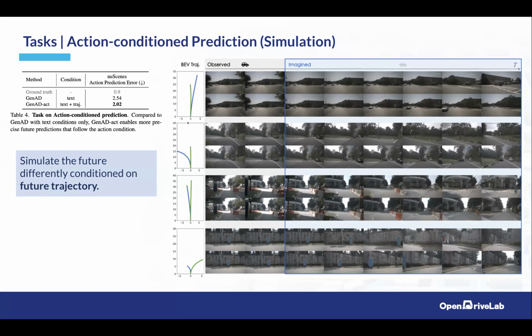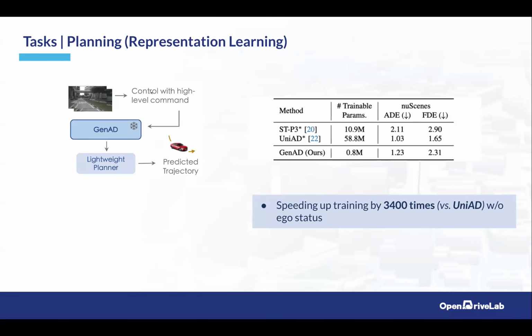So basically, it simulates the future differently conditioned on the given trajectories, but there are some other conditions, like angles or velocities and some action command. These are not incorporated in this work, and we will introduce them shortly. And the last question is about how we can apply this for representation learning.